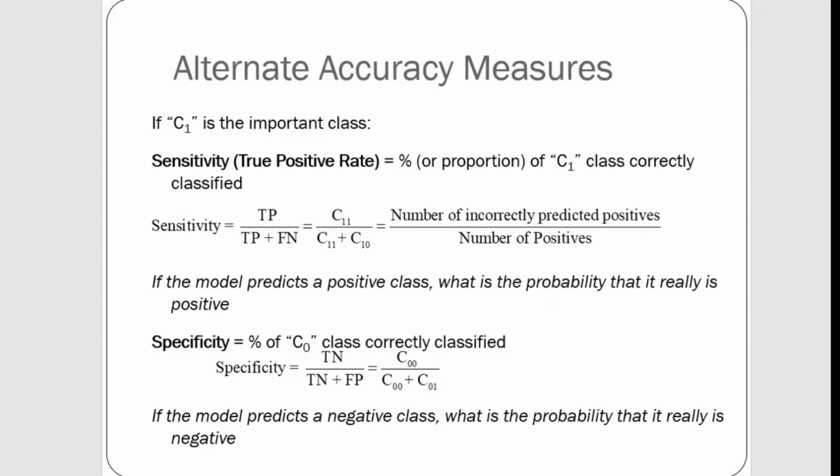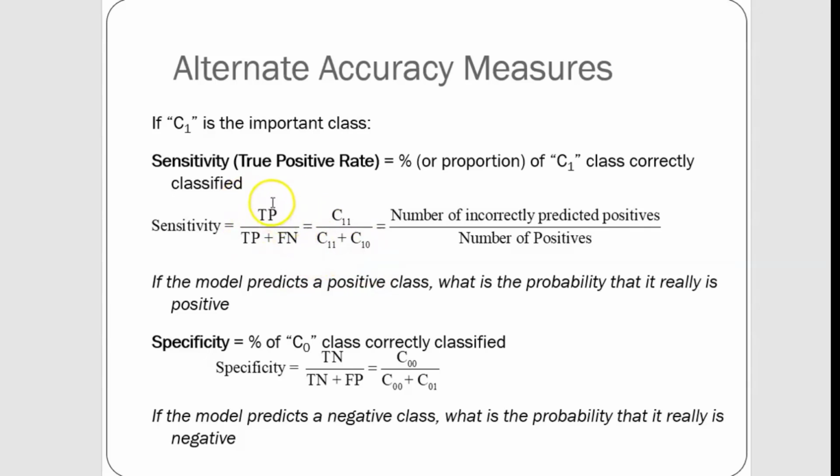So again, going back to our table, assume that C1 is the important class that we are interested in. Sensitivity or true positive rate, as we saw, was the number of cases correctly identified as belonging to class 1 divided by the total class 1 cases. So now the C10 is capturing the number of class 1 cases that we misclassified as 0. And then C11 is the total number of class 1 cases.